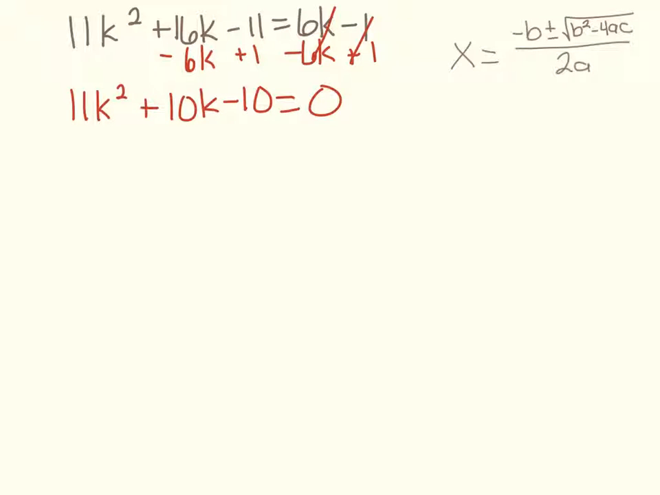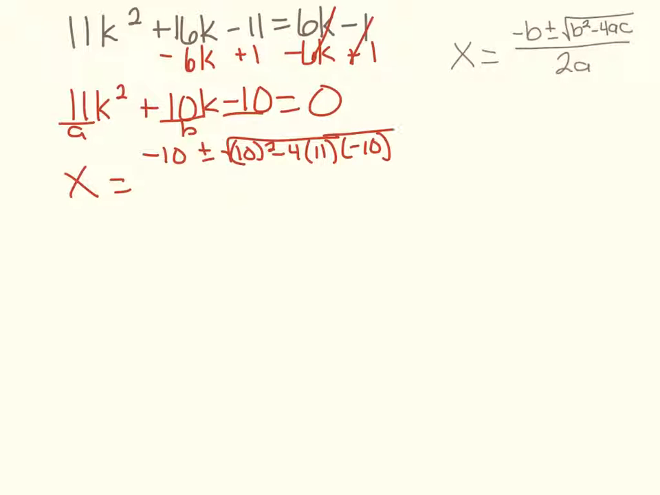So now we're ready to plug it in. We have negative b, which in this case is 10, plus or minus the square root of b squared, which again is 10, minus 4 times a, which is 11, times c, which is negative 10, over 2 times a, which is 2 times 11.